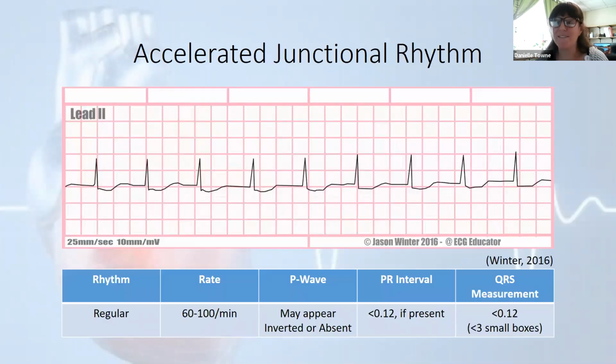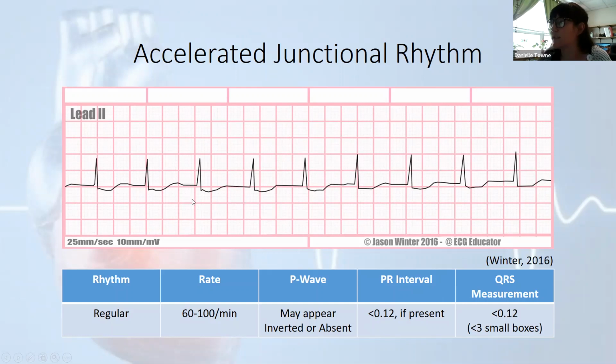Now we can also have accelerated junctional rhythm. Accelerated junctional rhythm originates from the AV node at a rate greater than the traditional junctional intrinsic rate that we expect to see of about 40 to 60 beats a minute. So the rate for accelerated junctional is 60 to 100. As we look through here, everything else stays the same, but that rate increased. The rhythm's still regular, the rate increased to 60 to 100, the P wave is still inverted or absent, the PR interval if present is still normal, and the QRS complex is still normal.